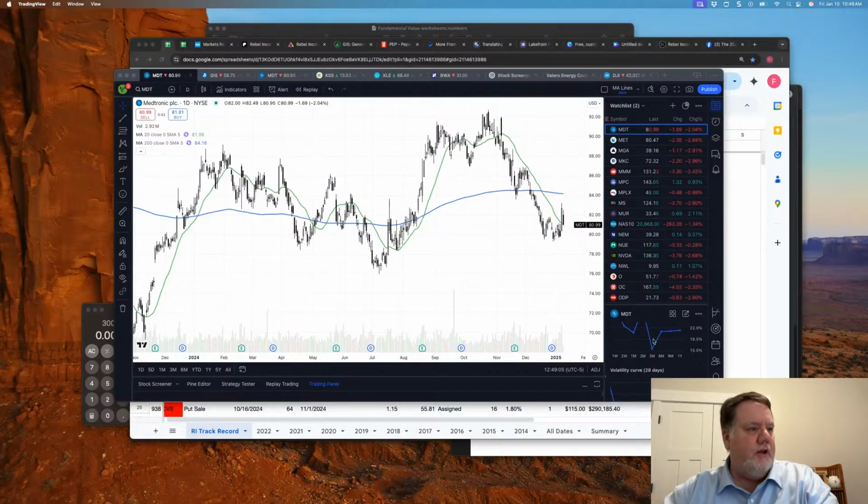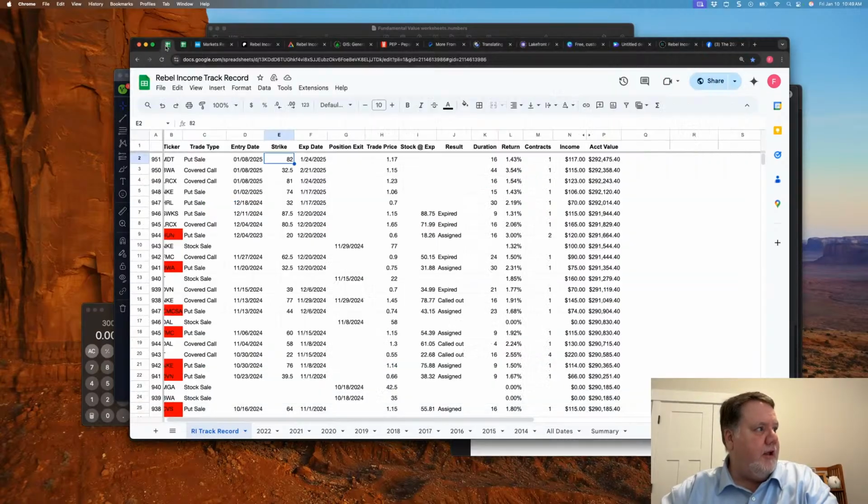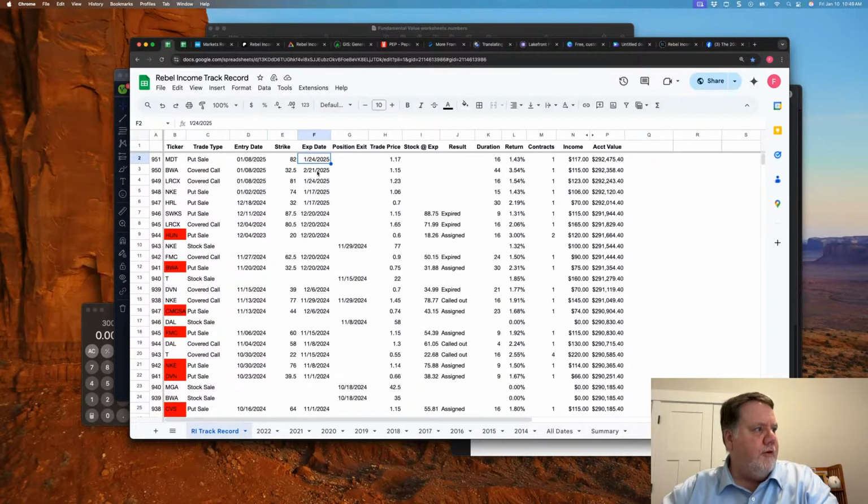That means that, again, all things being equal, if this were coming up on expiration right now, it looks like I might be taking an assignment. It is still about 2 weeks from expiration, so we'll give this until the 24th to play out and see where it lands.